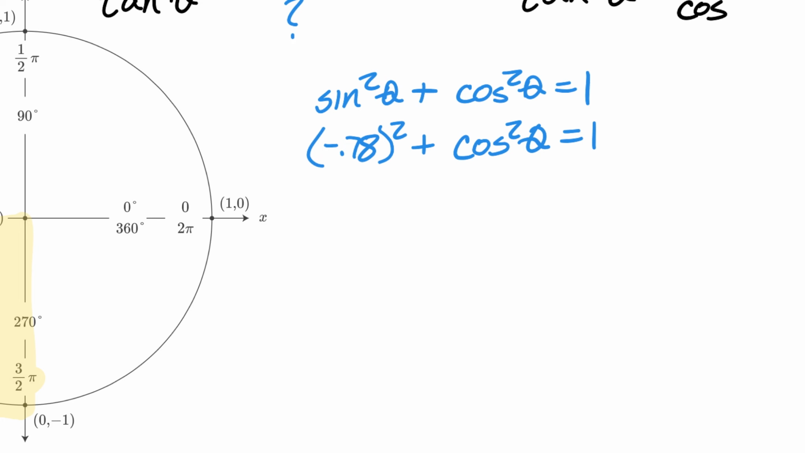We'll minimize this down in just a little bit, but let's just take a look at what we've got. When I square a negative 0.78, I get 0.6084 plus cos squared of an angle equal to 1. We then will subtract 0.6084 because we're trying to get the x by itself.